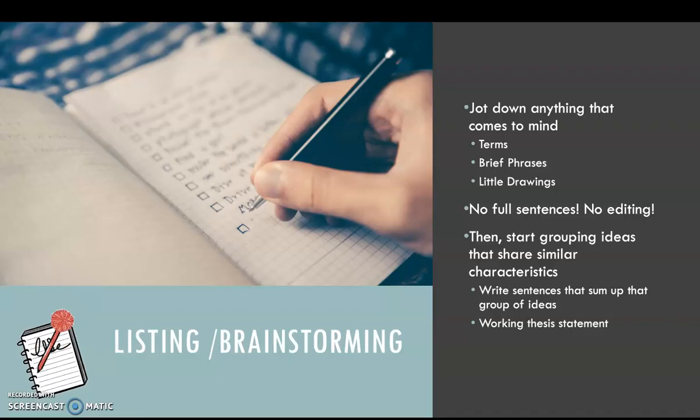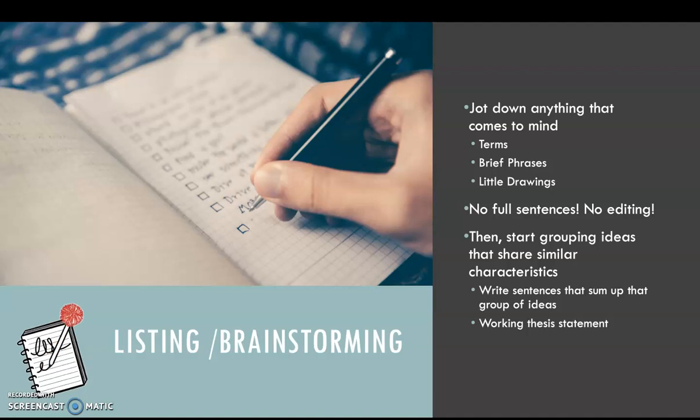First, a very useful way to get started on a writing assignment, especially if you're completely stumped, is to use listing or brainstorming. When using this technique, you should look at the topic and jot down anything that comes to mind. These could be terms, brief phrases, or even little drawings. It is important to note not to use full sentences because you don't want to constrain yourself by spending too much time thinking about how to form the sentence. Also, remember not to edit at this point either. Your goal is to just get down as many ideas as you can.